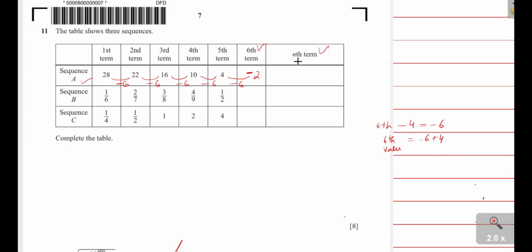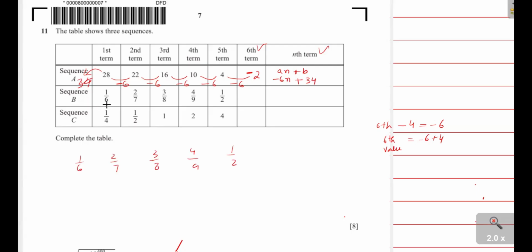Next, we have to write the nth term of this sequence. This sequence is a linear sequence because the first difference between the sequence is same, and the nth term of a linear sequence equal to an plus b. a is the common difference. This is minus 6. We write minus 6n and we write as it is, plus b is the previous value of 28. According to this sequence, it would be 34. Therefore, this value will be equal to 34.